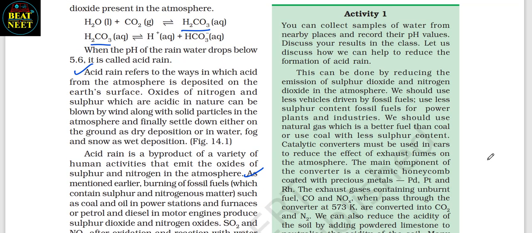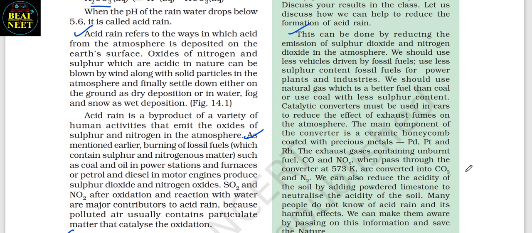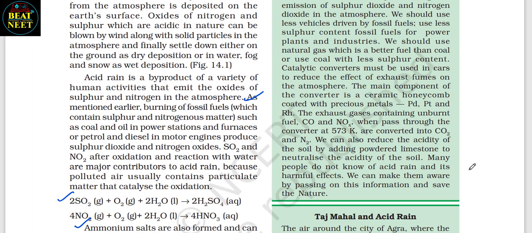Activity 1. You can collect samples of water from nearby places and record their pH values. Discuss your result in the class. Let us discuss how we can help to reduce the formation of acid rain. This can be done by reducing the emission of sulfur dioxide and nitrogen dioxide in the atmosphere.